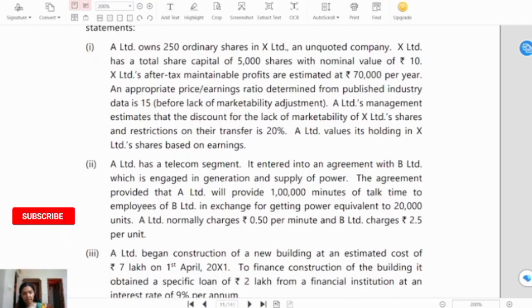And then Ind AS 115, that is revenue from contracts with customers. That is for questions relating to telecom segment transactions, that is issue number 2. And then Ind AS 23 borrowing costs, for capitalization of borrowing cost on building construction. That is for issue number 3. And as and when we read the MCQ and solve, let's see if any other Ind AS are also applicable.